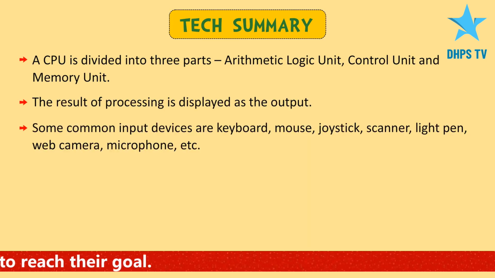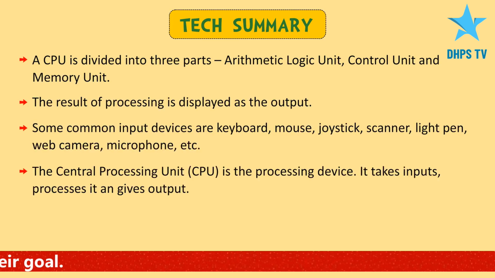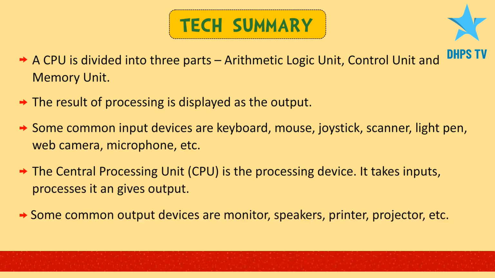Some common input devices are keyboard, mouse, joystick, scanner, light pen, web camera, microphone, etc. The central processing unit, CPU, is the processing device. It takes inputs, processes it, and gives output. Some common output devices are monitor, speakers, printer, projector, etc.